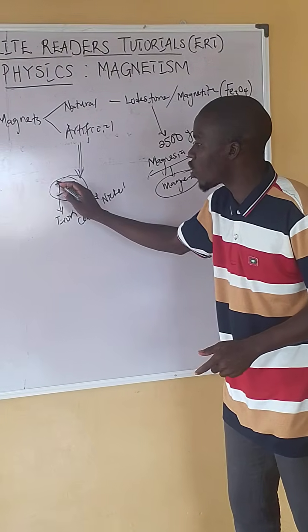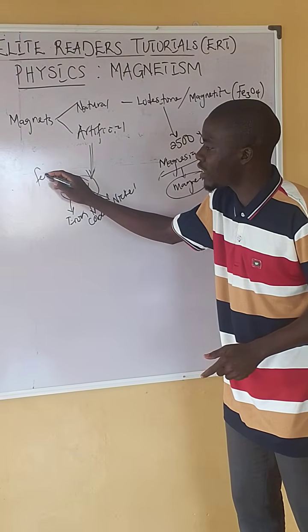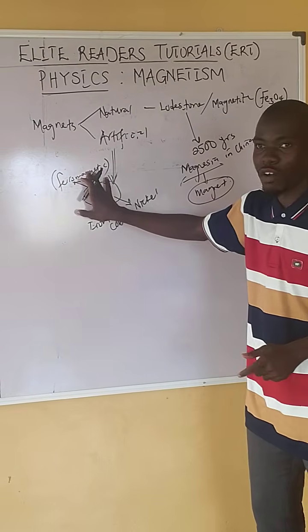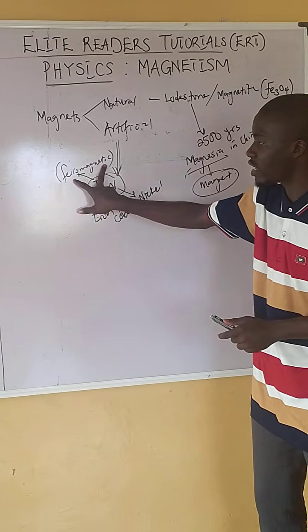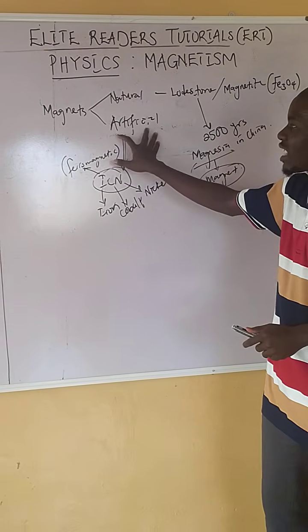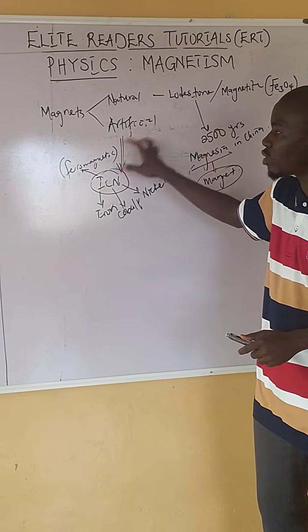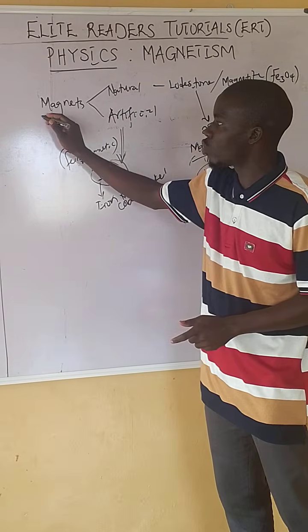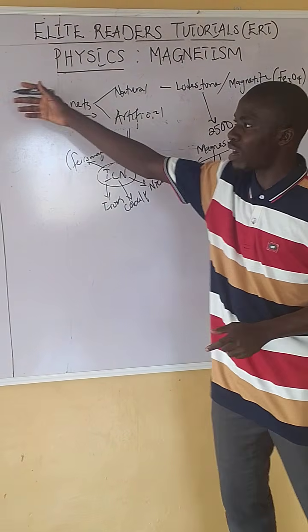All these, iron, cobalt, and nickel, are examples of ferromagnetic material. Don't worry, we'll still talk about ferromagnetic materials. So we make artificial magnets out of ferromagnetic materials, which are ICN. So that is for magnets.